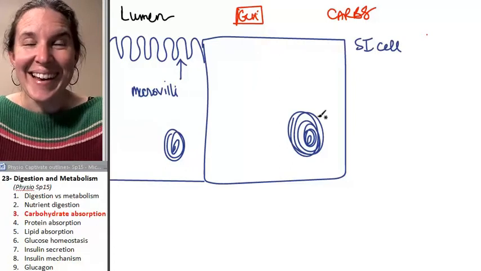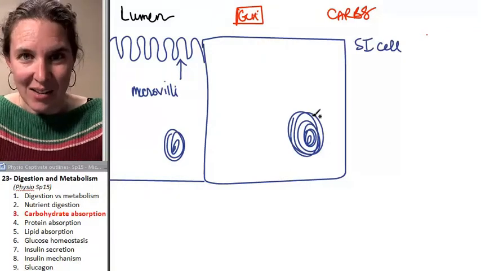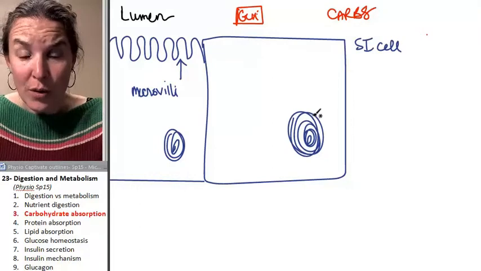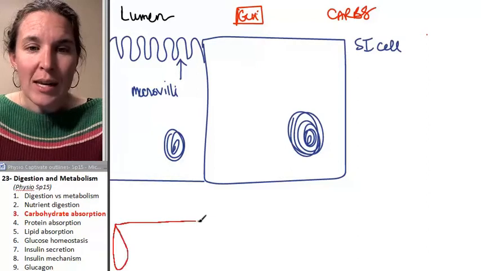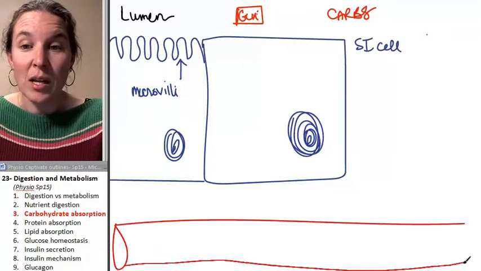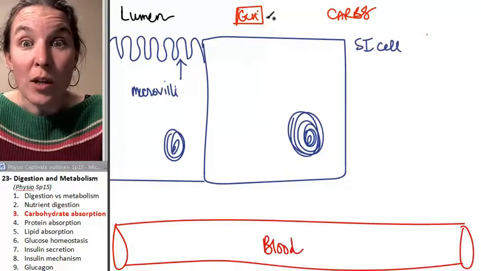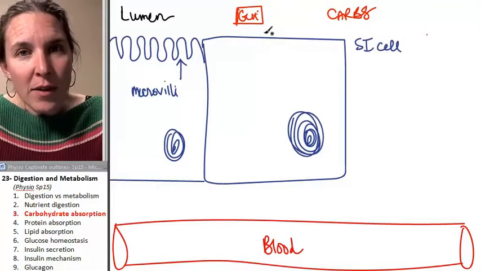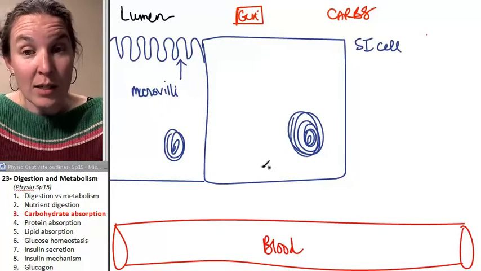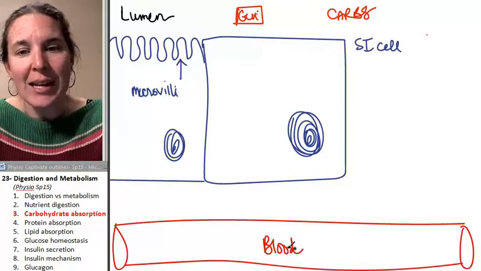Guess what? There's nothing that I'm about to tell you that you don't already know. In fact, you could probably build the cell that would absorb glucose. Where's it absorbing it to? Don't forget, our whole goal is to get stuff into the blood. So the whole purpose is to absorb glucose from the lumen of the digestive tract through the epithelial cell, which is the small intestine cell, and through the interstitial fluid and into the bloodstream.